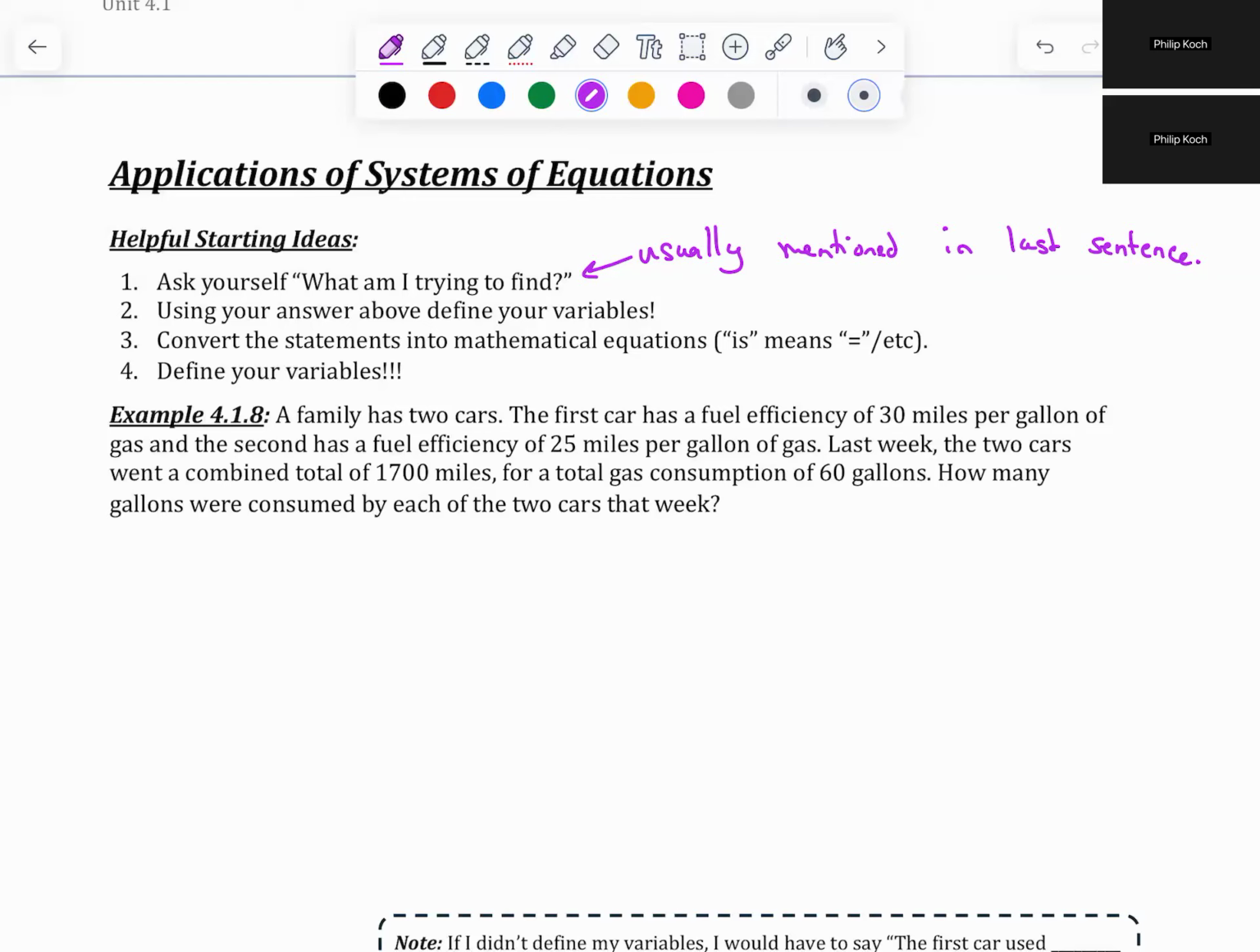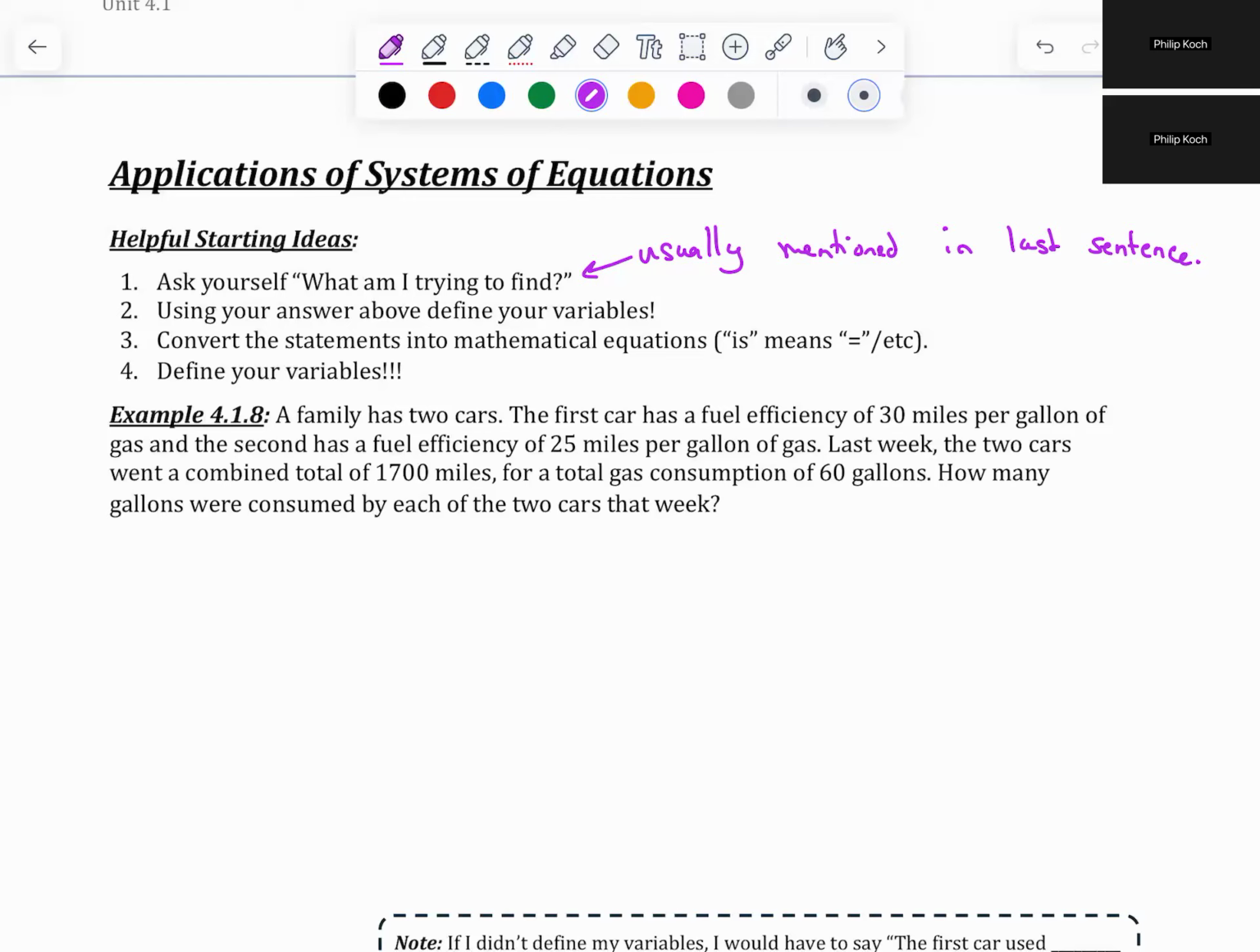Then, the key thing is to convert the statements into mathematical equations. So like "is equal to" means equals. Product means multiplication. Difference means subtraction. Sum means addition, and so on and so forth. And then please define your variables. Please, please, please. You really need to define them. Otherwise, you're going to be in a world of hurt.